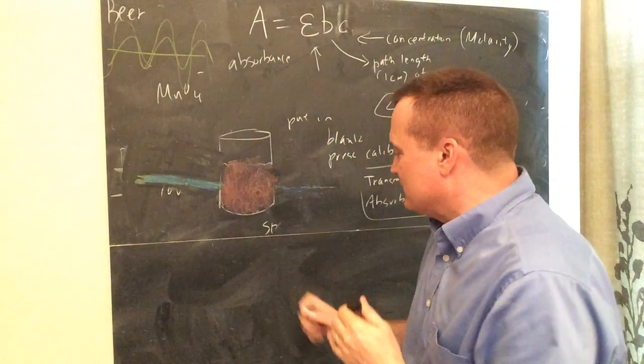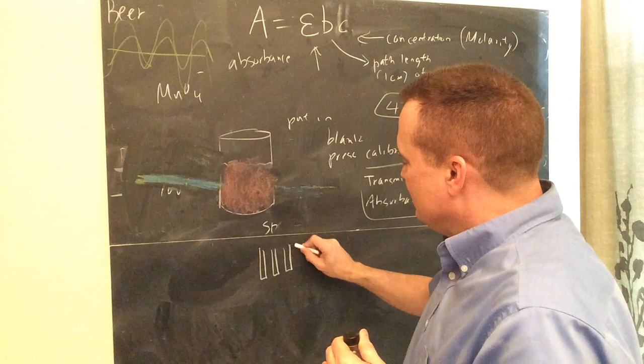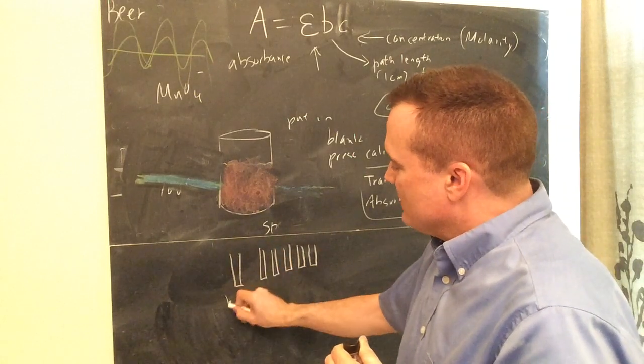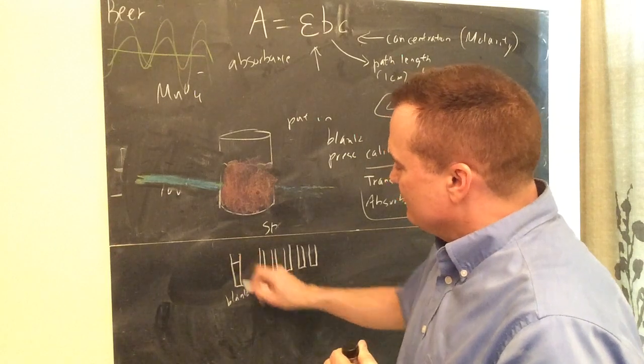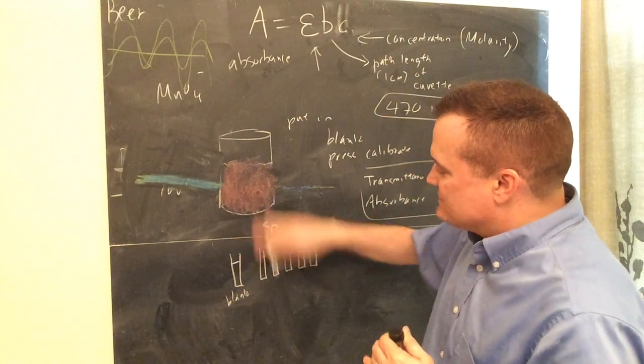You have to have 5 different cuvettes: 1, 2, 3, 4, 5. And then you have a blank also. The blank is just pure water. And then each of these are going to have different shades of the red in there.